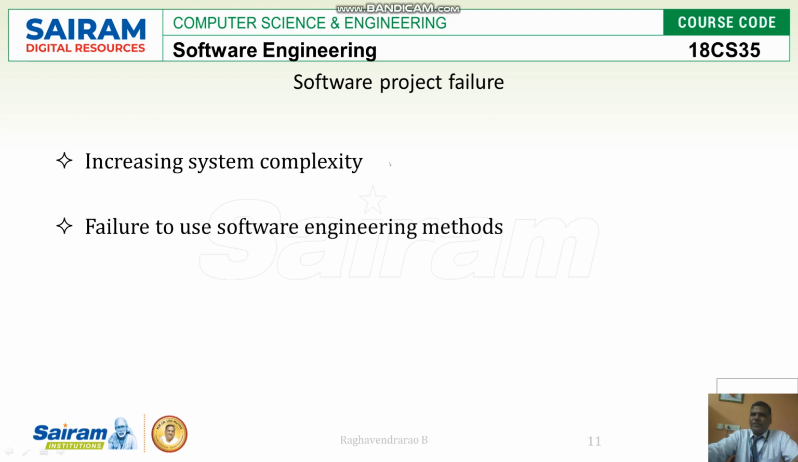Sometimes there will be failures, software project failure. Why is it? Because of too much complexity in the program or the product, so that it is difficult to maintain and difficult to manage. At that time the failure is going to be present, and also failure due to some methods which you follow. What are those methods? We'll study in the next.